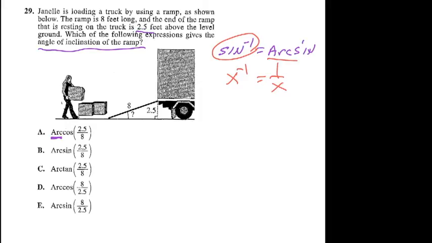So we're looking for which angle would have a sine or a cosine or a tangent that would be, this is the opposite, this is the hypotenuse, so we can see that it's going to be a sine function. So I'm looking for the arc sine of an angle that has a 2.5 over 8. If I calculated that and took the arc sine of it, it would give me the angle. And so that makes B the answer to 29.